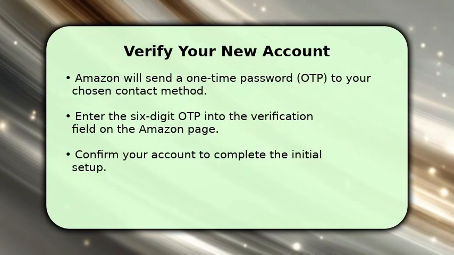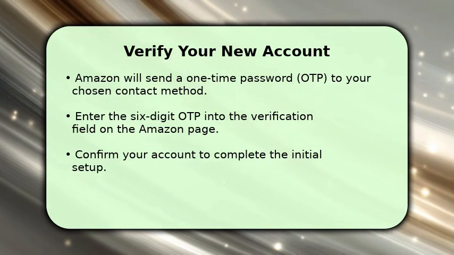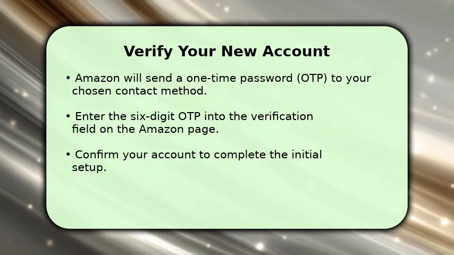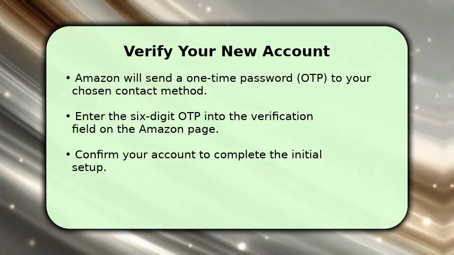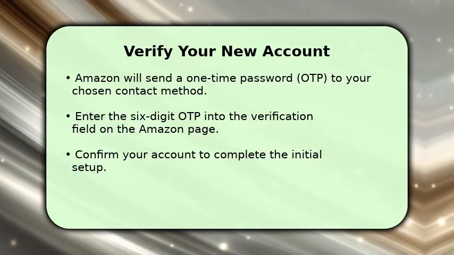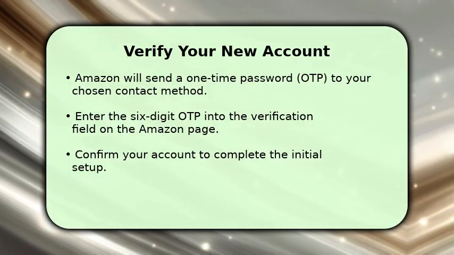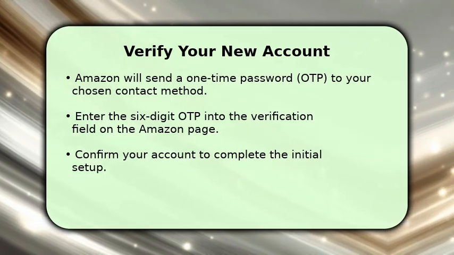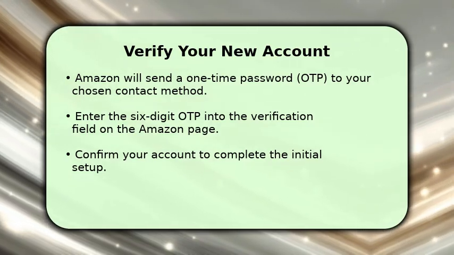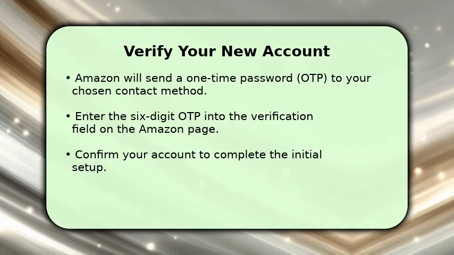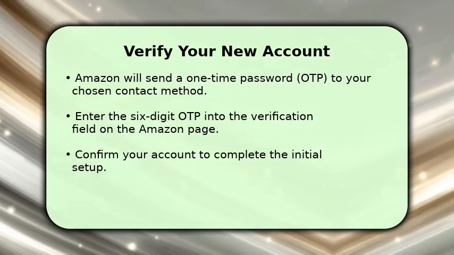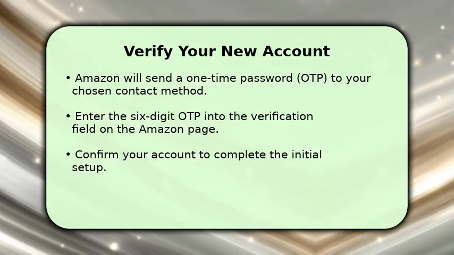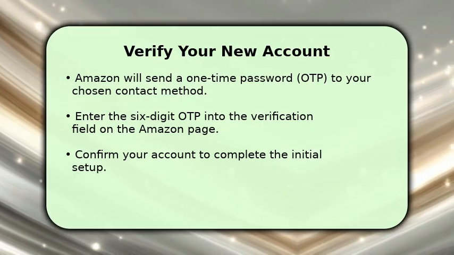After entering your details, Amazon will send a one-time password, or OTP, to the email address or phone number you provided. This 6-digit code is crucial for verifying your identity. Check your inbox or messages for this code, then carefully enter it into the verification field on the Amazon website or app. Once you've entered the correct OTP, confirm your account.